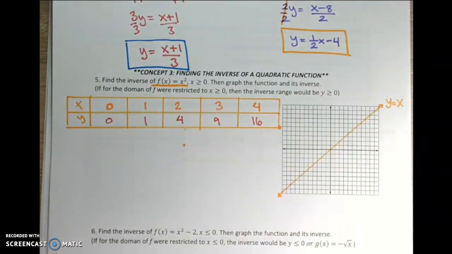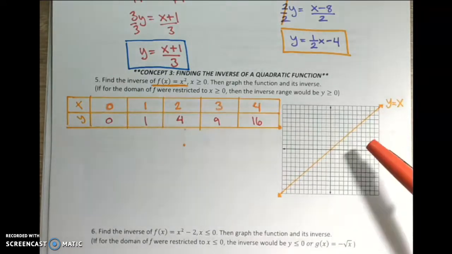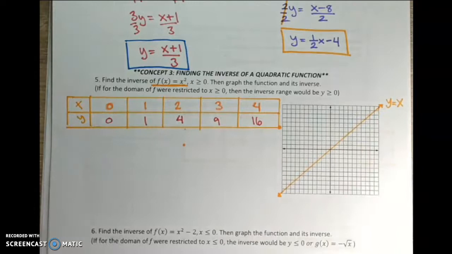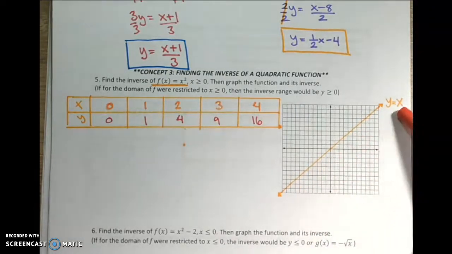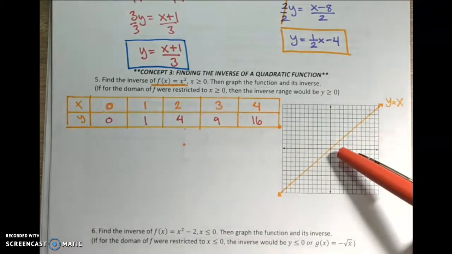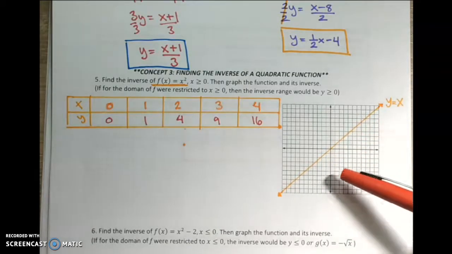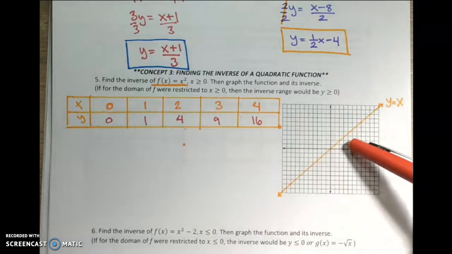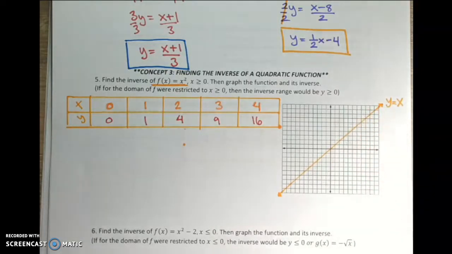Okay, so now I have my x and y's, right? So first thing I'll do is just go ahead and plot these points in the graph. I do want you to recognize that this is the linear line y equals x. And what we said before in that initial definition is that it will reflect over this line. So let's first graph these points.